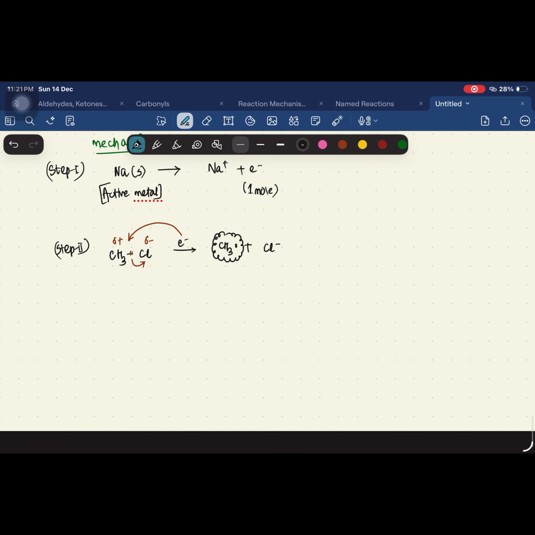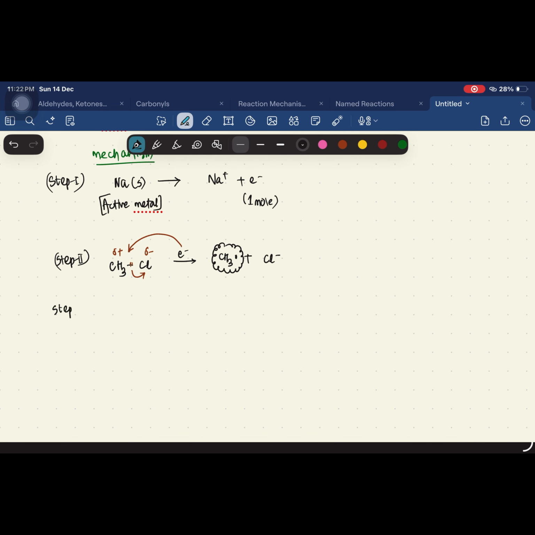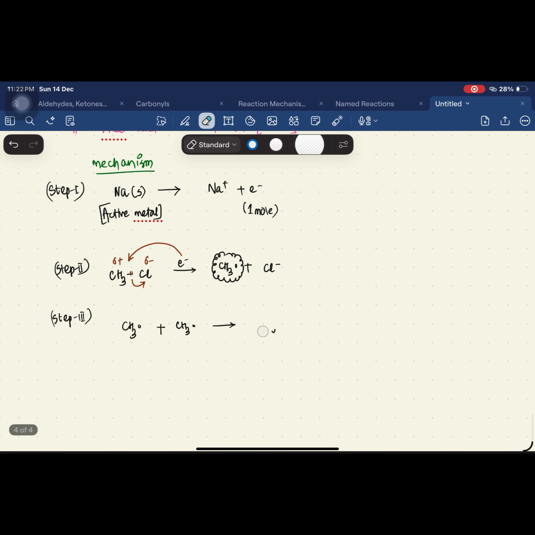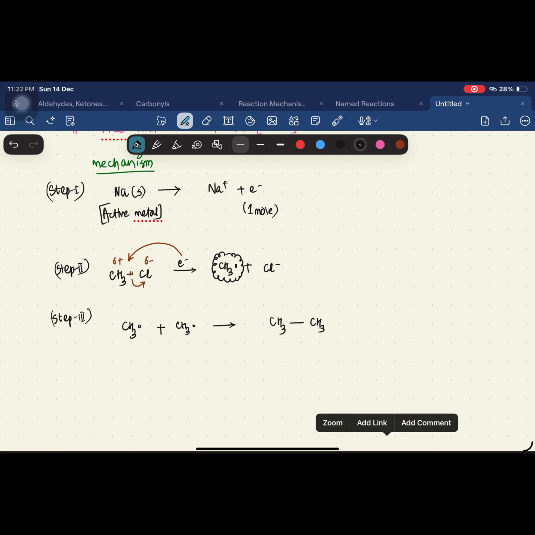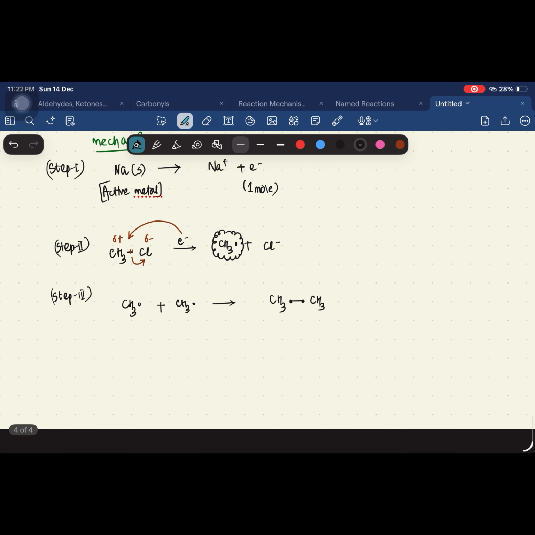Now step number 3 follows. In the container there will be lots of CH3 radicals. So this CH3 radical will combine with another CH3 radical to form our desired product, which is C2H6, or we can write it this way as well: CH3 combined with another CH3. The free radicals make a bond like this. This is called ethane.